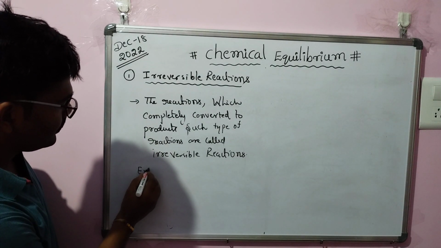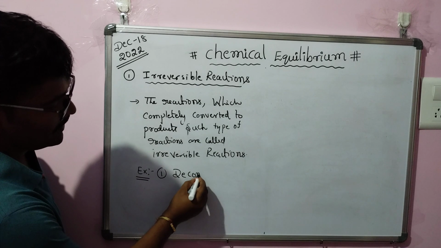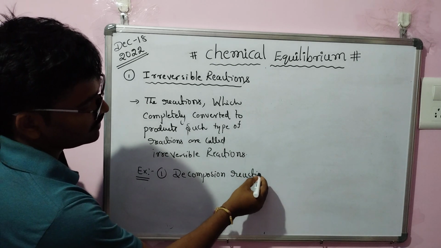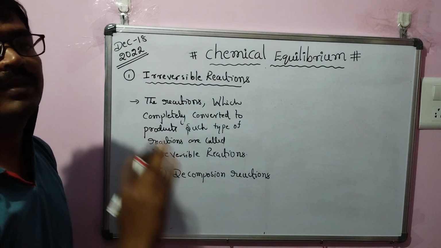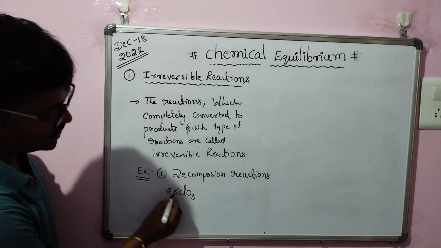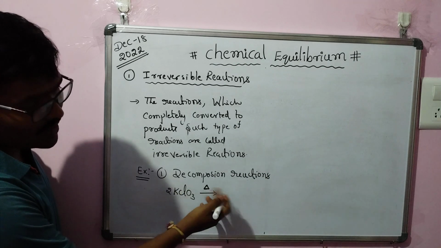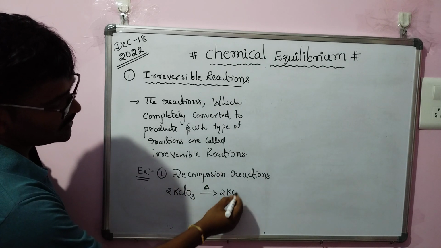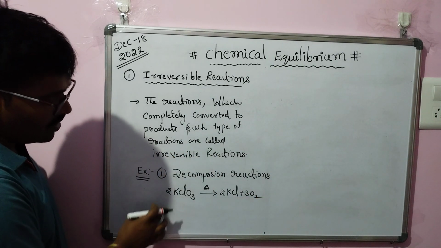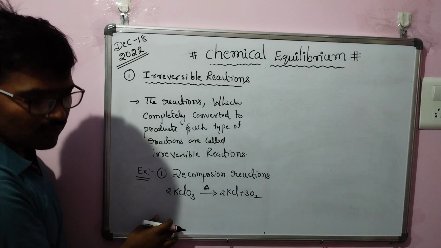For example, if you take decomposition reactions, decomposition reactions are mostly irreversible reactions. For example, KClO3, potassium chlorate, on heating, this symbol indicates the heating, thermal decomposition takes place, giving 2KCl plus 3O2. That is a decomposition reaction. In all these decomposition reactions, reactants are completely converted into products. Such types of reactions we call irreversible reactions.